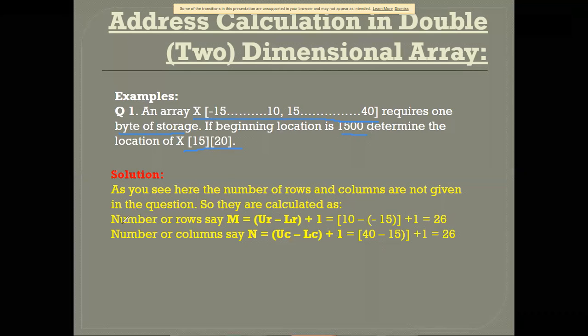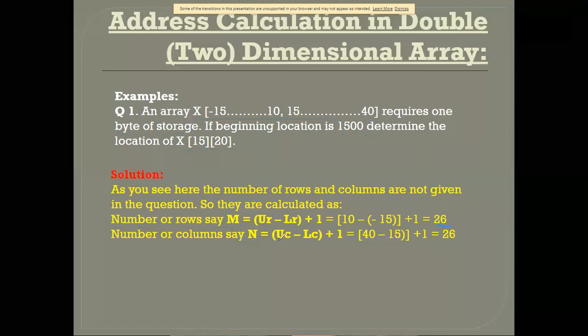That's why we have to calculate the number of rows, say m, and the number of columns, n. So we have to calculate upper r minus lower r plus 1. The value of upper r, the row value, we need to calculate, then lower r. Then 10 minus (minus 15) plus 1, that is 26.